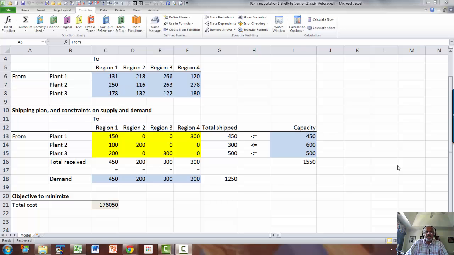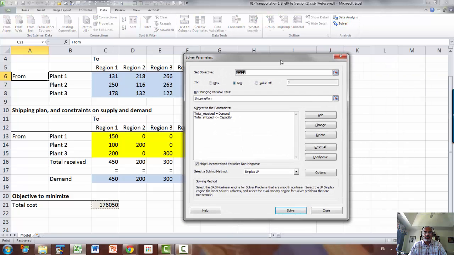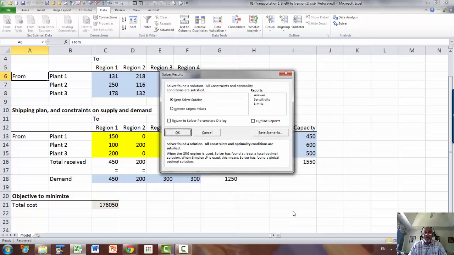Now let's run the solver again and generate a sensitivity report for this transportation problem. So let's go back into Solver, and we'll solve it again. This time we're going to request the answer and the sensitivity report.